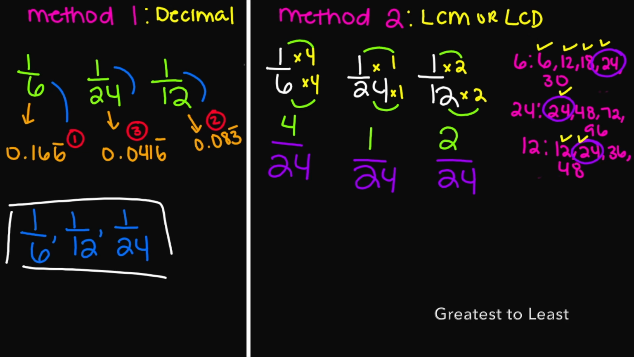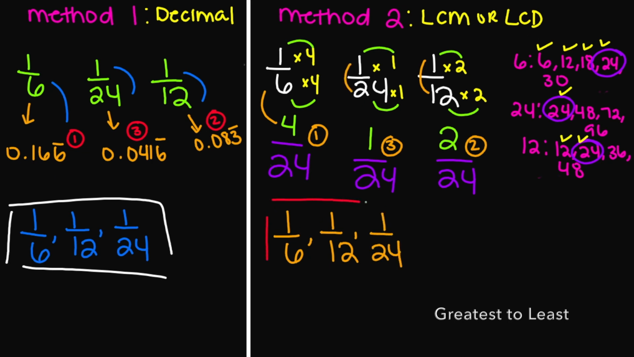So by comparing these fractions here, we see that this one here is going to be first. Next is this fraction here. And then next is this fraction here because we're going from greatest to smallest. So my 1 over 6, this is first. Next, we have our 1 over 12. And then next, we have our 1 over 24. And as you can see, this is your final answer as well.